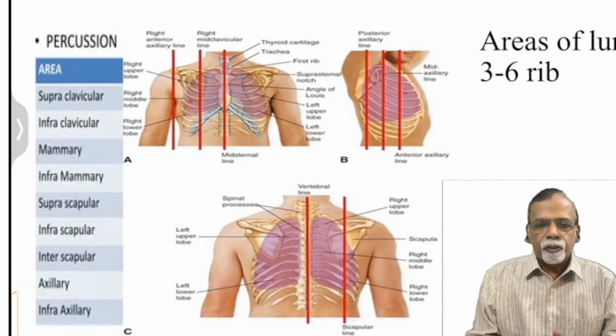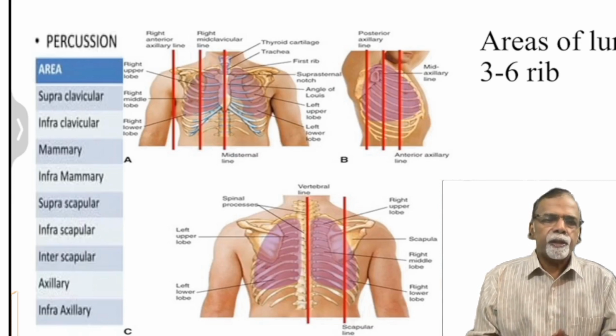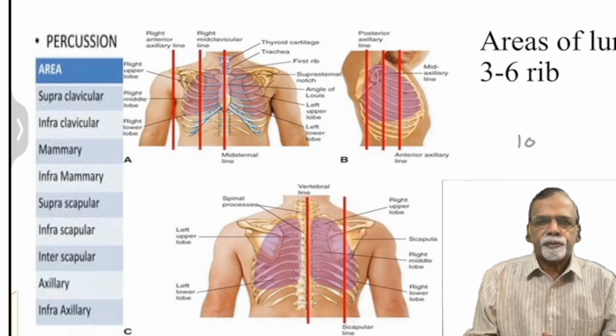Now, during examination, conventionally we describe findings as areas, even though nowadays there is a tendency to say upper anterior, posterior upper part and lower part. Traditionally, we describe the findings in areas. There are approximately 10 areas you can say.